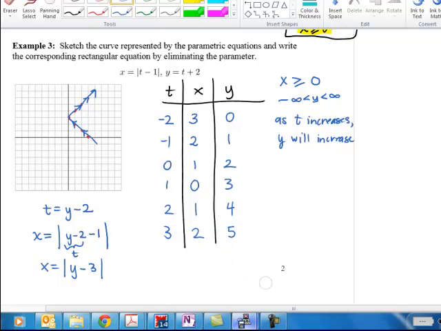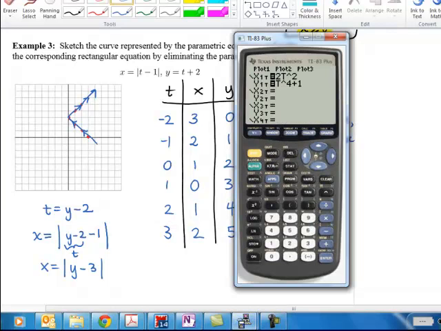And let's look at that on your calculator too. So if we get rid of our last set and we do absolute value, that's under math and then number. So absolute value of t minus 1 for the x coordinate and t plus 2 for the y. Here we'll just do x from -2 to 6, and the y from -5 to 5. So, looks like we expected.